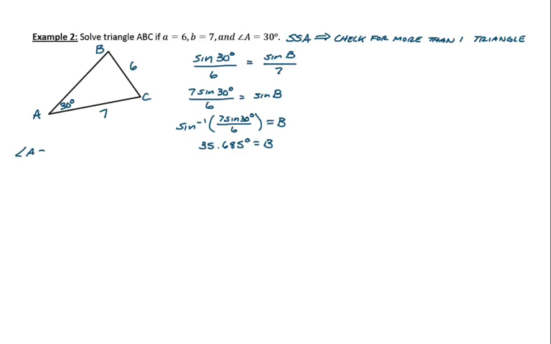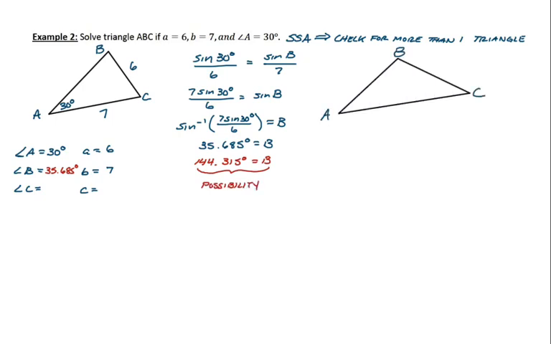So what I can do now, again, is make a chart for this triangle that I drew first and label everything that I have. So A is 30, side A is 6, side B is 7, and then I just found angle B to be 35.685. But I do want to check, because this is SSA, I could have a potential second triangle, if the supplement of 35.685 also works. So I would subtract 180 minus 35.685, and I'd get 144.315. And I've got to check if this could possibly work.